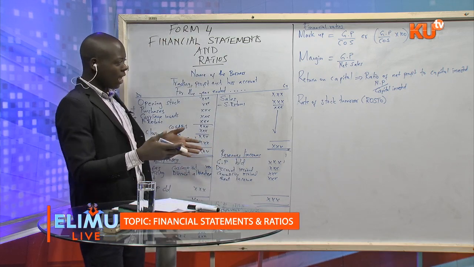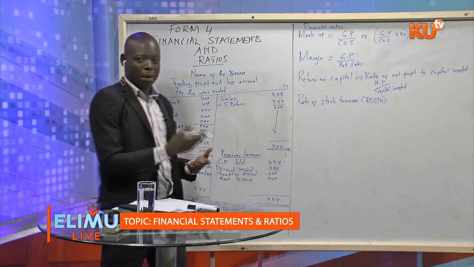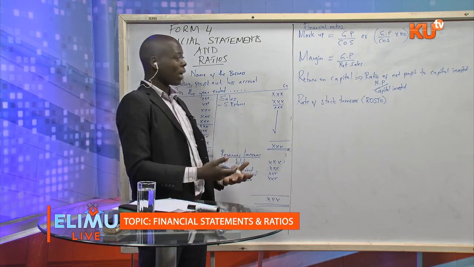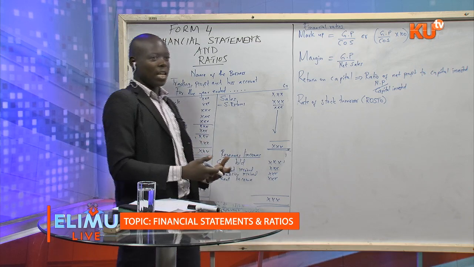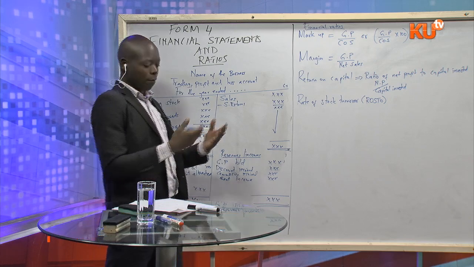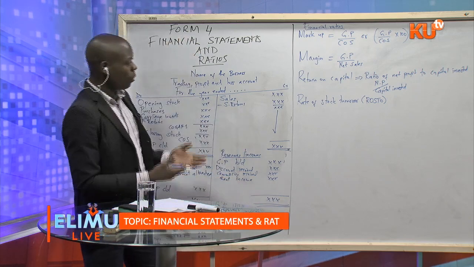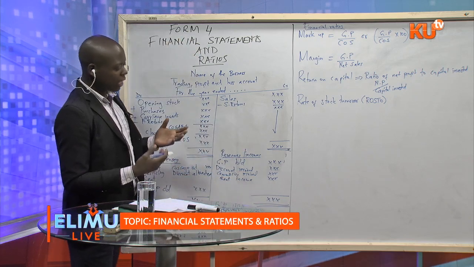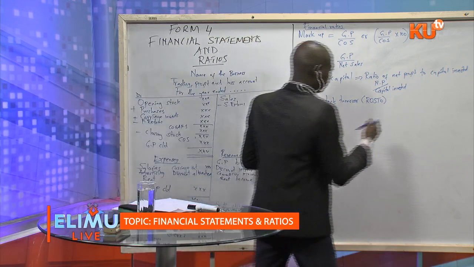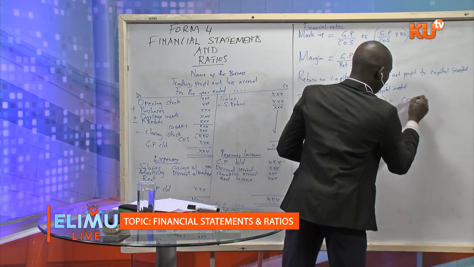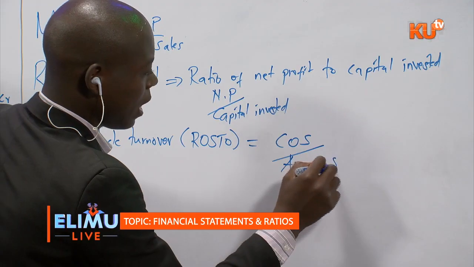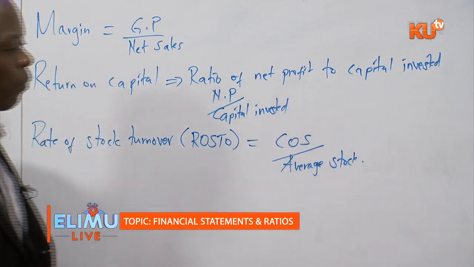If it is within 1 year, you need to exchange many times so that you can be able to tell how much profit you are making. If you exchange twice in a year, you are not going to be the same with the person who has exchanged stock 5 times a year. And so we look at rate of stock turnover by looking at the cost of sale against average stock.